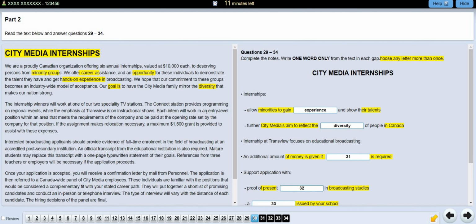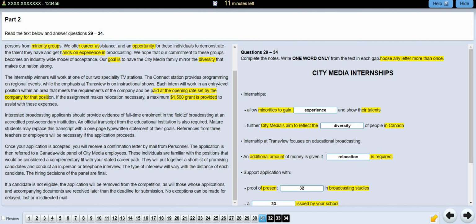Entry level, and they pay it at the opening rate. They're talking about the opening rate but not the additional amount. Additional amount is important. Additional amount of money will be given if required. If the assignment makes relocation necessary, a maximum 1500 grand is provided. So the additional amount is 1500 grand. Additional amount of money is given if expenses are high, if the assignment is relocation. So if relocation is mandatory, then 1500 grand is being provided. Okay.